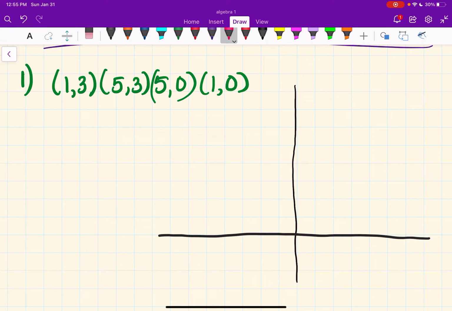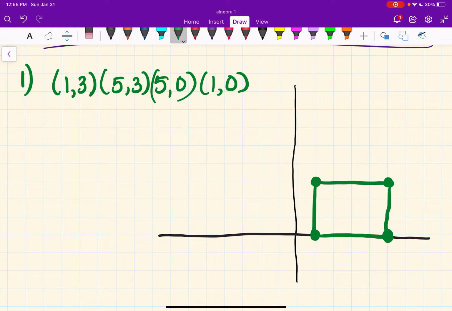All right, so let's do green for this. (1, 3), (5, 3). Oh, yeah. 1, 2, 3, 4, 5. 1, 2, 3. And then (5, 0) is here, and then (1, 0) is here. And if we connected them, we have a nice rectangle.